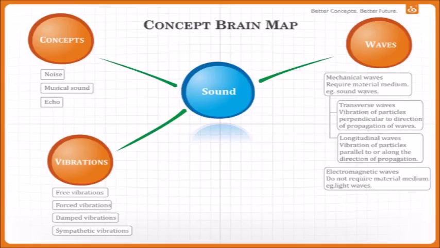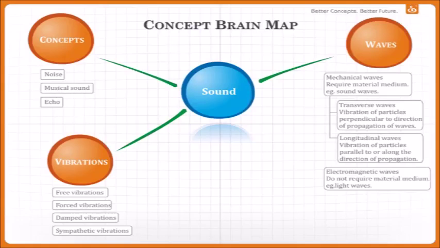Then we went on to the concept of vibrations. Which are the different types of vibrations? We had 4 types of vibrations. One was free vibrations, second one was forced vibrations, third one was damped vibrations, and fourth is sympathetic vibrations.